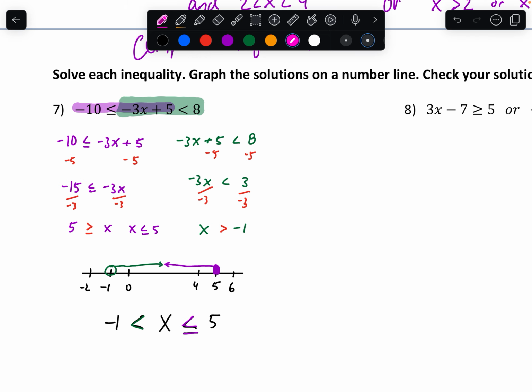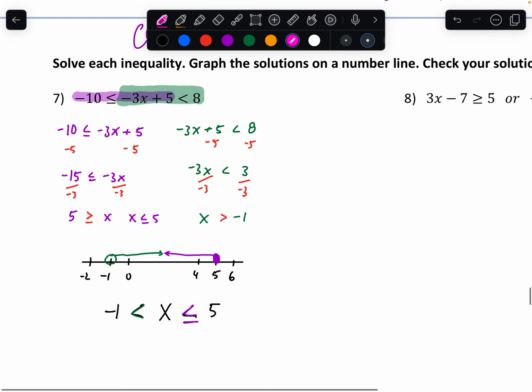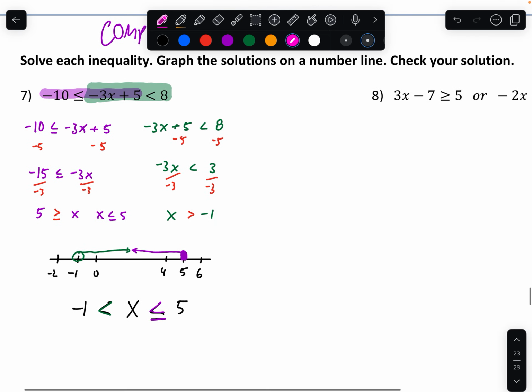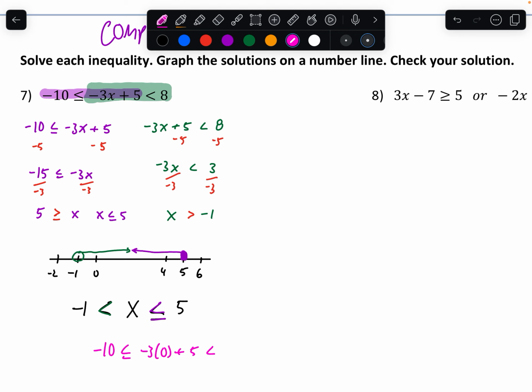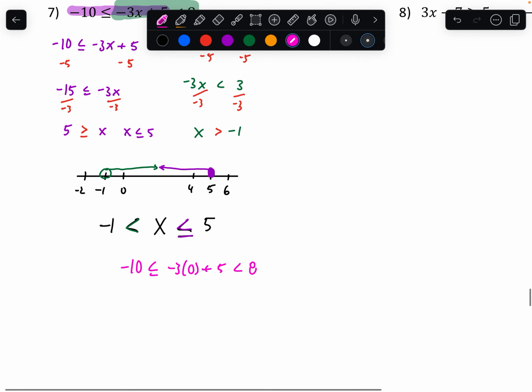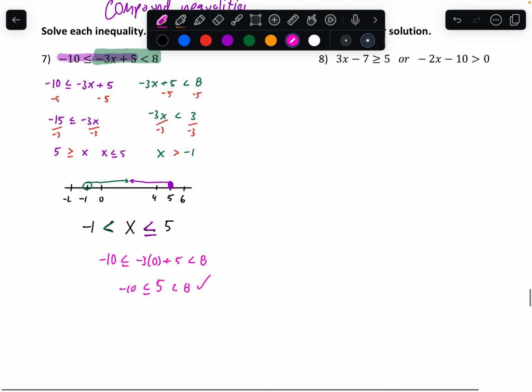If you check an answer, I'm going to check 0, because it's in the space. Negative 10, negative 3 times 0 plus 5. So negative 3 times 0 is 0, plus 5 is 5. 5 is bigger than negative 10, and 5 is less than 8. So we see that worked. Yeah, that's an AND problem. The ANDs always connect.